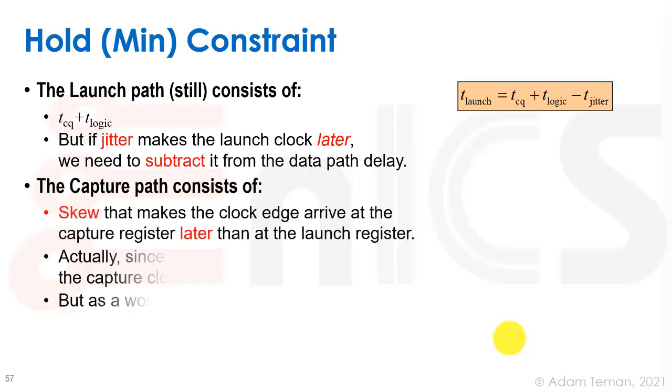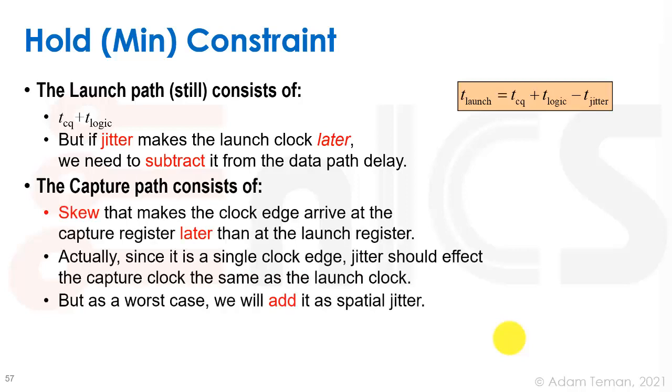When we're looking at the capture path now, we want to see what skew does. Skew is part of the capture path. The capture path is not towards the next clock cycle. It's the same clock cycle, but the capture clock is arriving delta skew after the launch clock arrived, by definition. That's the definition of positive skew. That's how we define it.